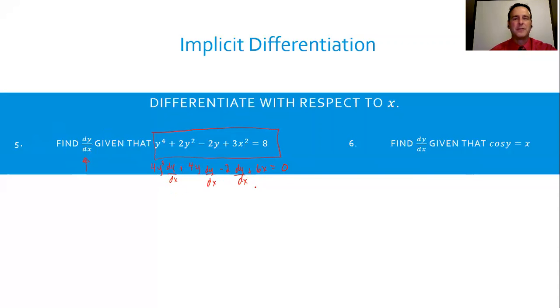And the way I'm going to solve this is by doing 2 steps. I'm going to subtract the 6x from both sides. And then the second thing I'm going to do is factor out a dy dx from all 3 terms. That leaves me with 4y cubed plus 4y minus 2. And then your last step is to solve.